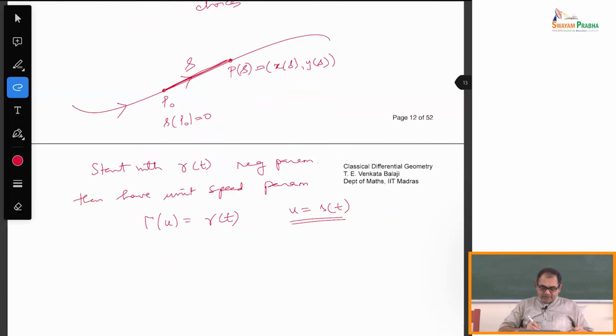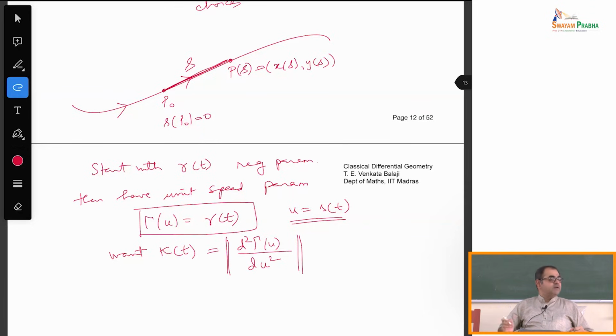And what do you have to find? You want the curvature at the point t, which is supposed to be what? It is d squared gamma of u by d u squared, and of course I want the norm of that, the magnitude of that. So this is the definition of the curvature. This will be a unit speed curve, and you take its magnitude. That is the curvature at that point.